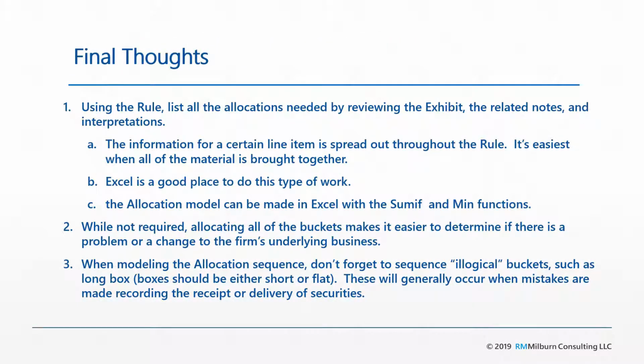A few thoughts. Prepare by organizing all of the allocation information into a single document. It's spread throughout the rule, so make it easy by using Excel to list all of the required allocations. Though not required, allocate all the buckets. It will help you determine if the process is working correctly. And finally, track the most common stock record errors and include them as buckets. No system is error-free, and it will help when allocating all of the stock record.